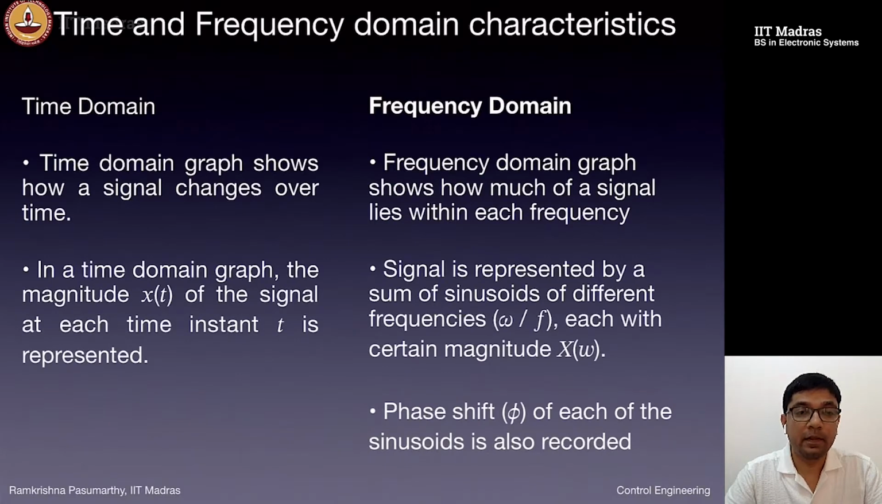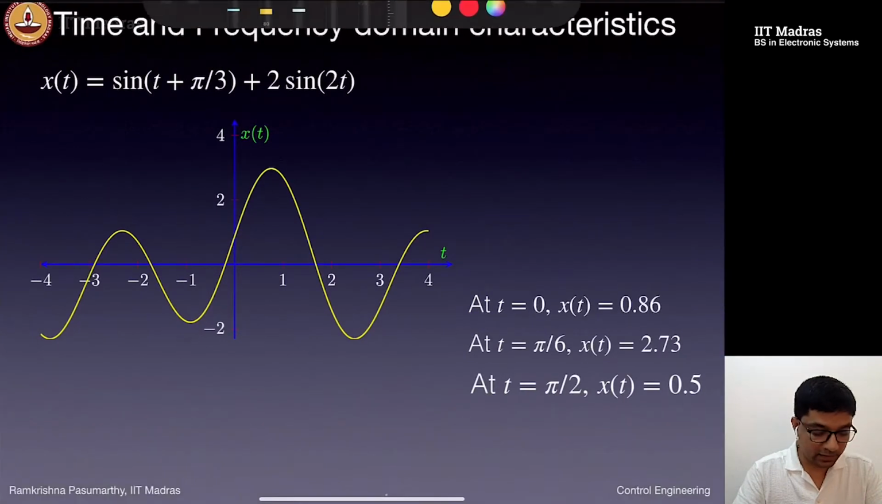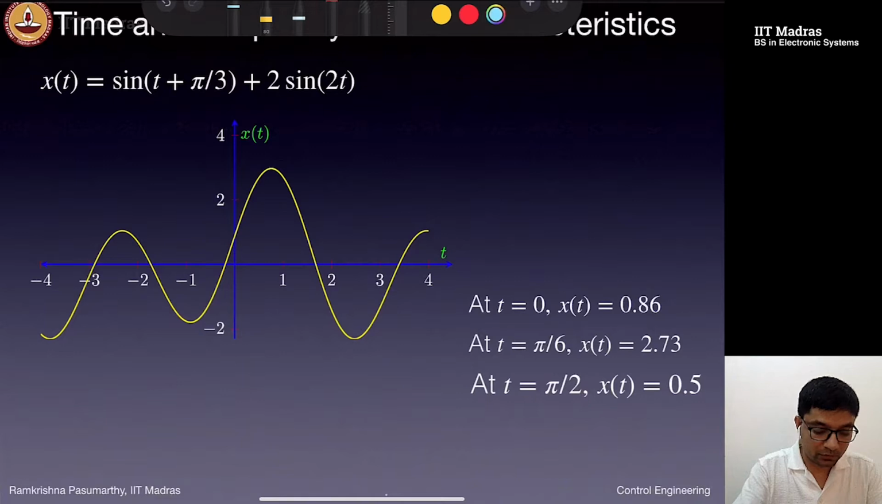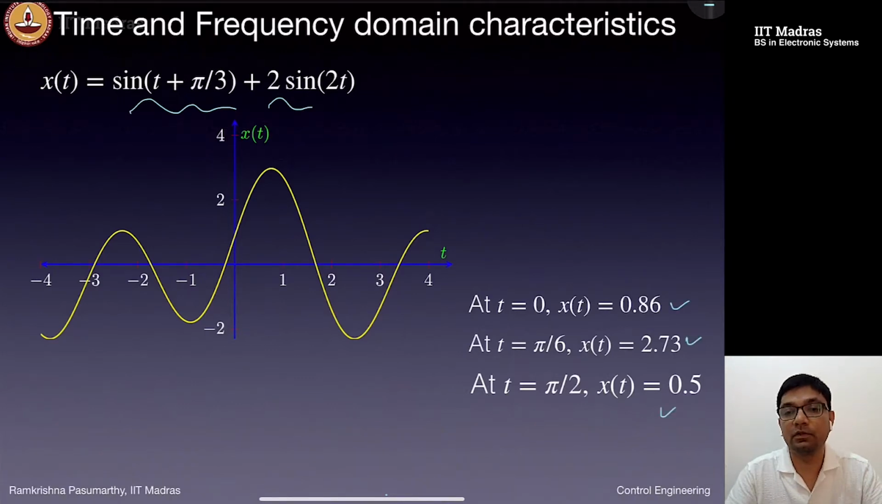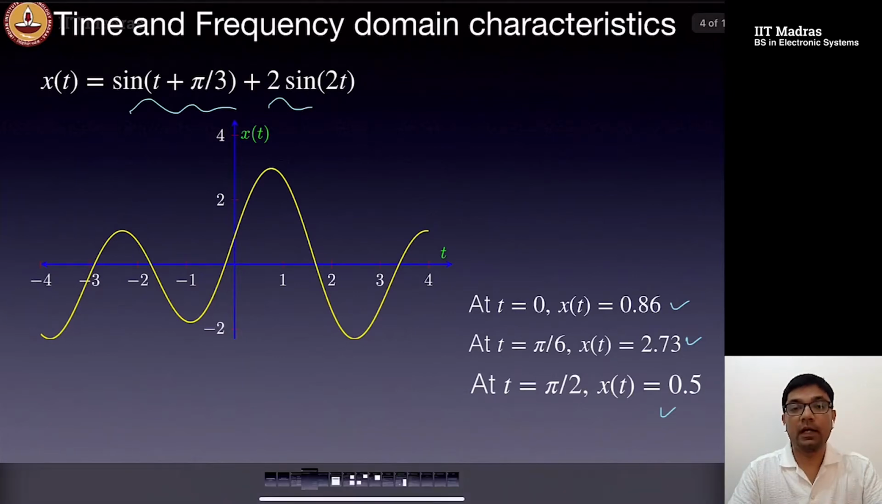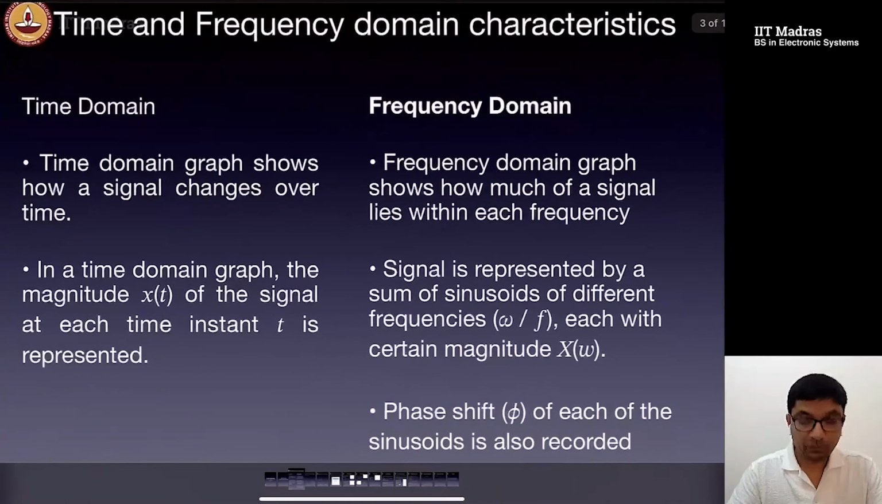A time domain graph shows how a signal changes over time. In the time domain, the magnitude of the signal at each t is represented. Say I take a signal of this form: sine of t plus 3 plus 2 sine 2t. I can compute its values at different instances of time: at t equal to 0, I have 0.86; at t equal to pi over 6, I have some other value, 2.73; and at pi over 2, I have 0.5. I can compute its value at each instance t.